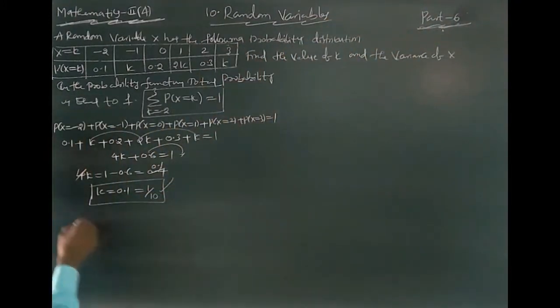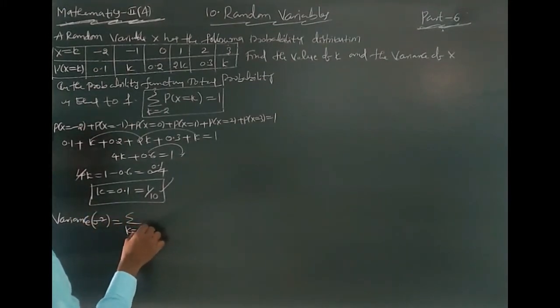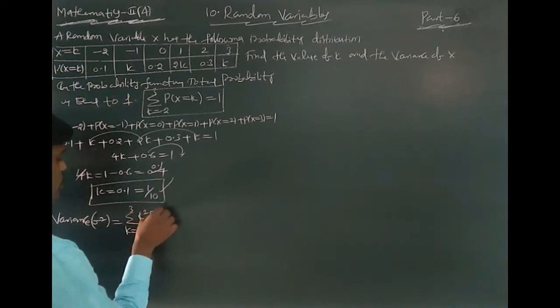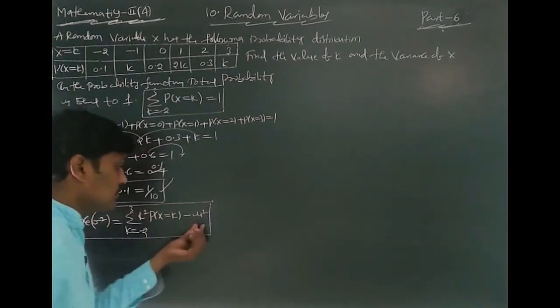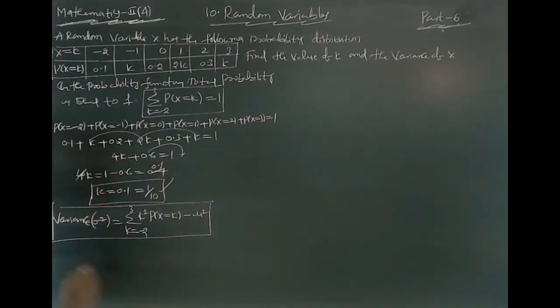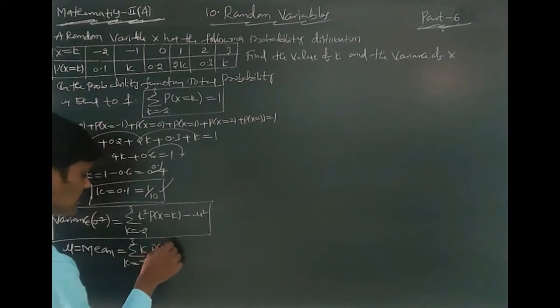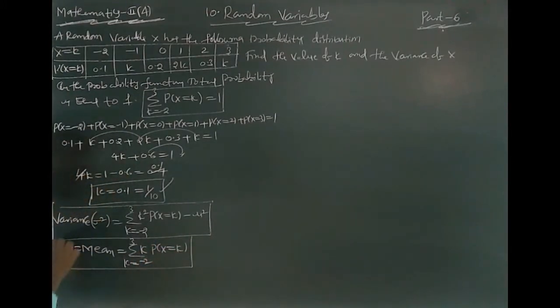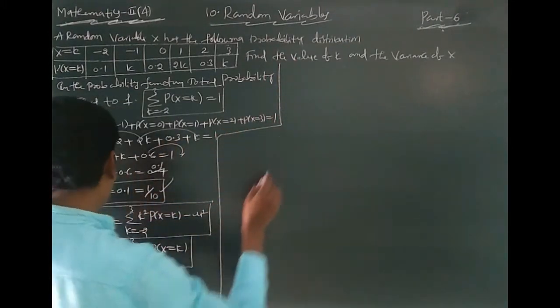What is the formula of variance? Variance sigma square is equal to summation of k is equal to minus 2 to 3, k square into p of x is equal to k, minus mu square. This is the formula. In this formula, what is the meaning of mu? First, you can find mu. Mu is nothing but mean. What is the formula of mean? Summation of k is equal to minus 2 to 3, k into p of x is equal to k. You can substitute all values in this mean. You get the mean.